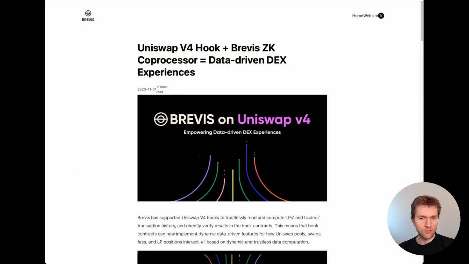Okay, so let's look at the Brevis blog post. They recently put out this blog post with a kind of proof of concept hook that they developed, which I think illustrates what coprocessors can do really well in a very simple way.